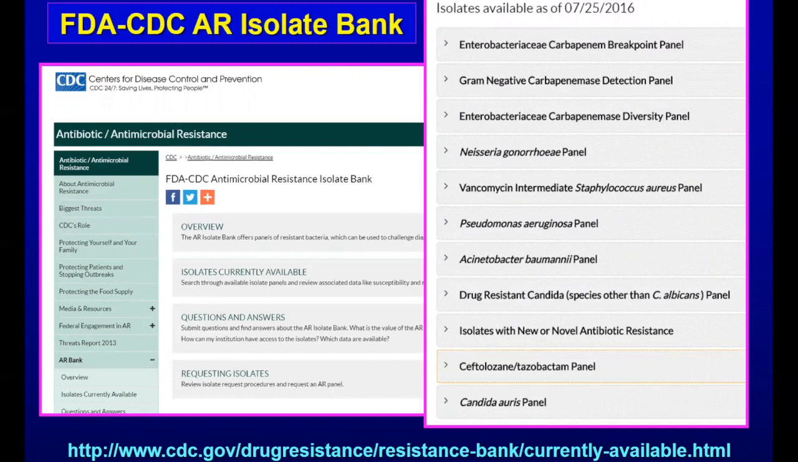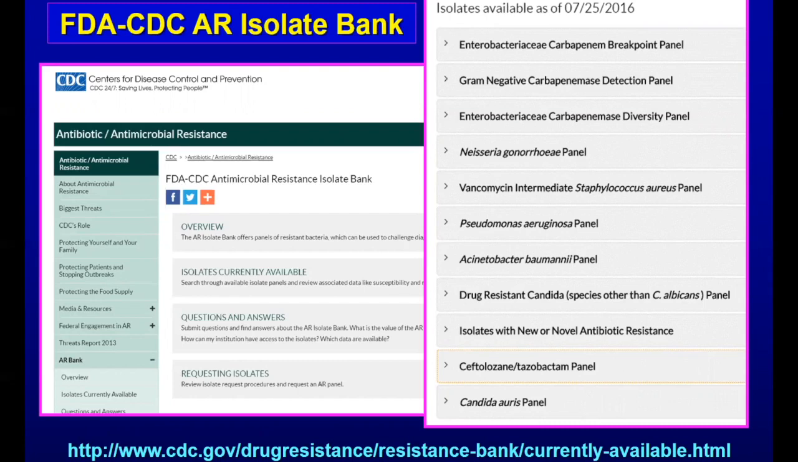Now, the intent of this is primarily for diagnostic manufacturers and pharmaceutical companies, but I did talk with CDC, and they said that clinical laboratories can use these isolates for their verifications as well. In my mind, the problem is that some of these are so extensive that it might be difficult for laboratories to decide which of these might be appropriate for inclusion in their verification studies.